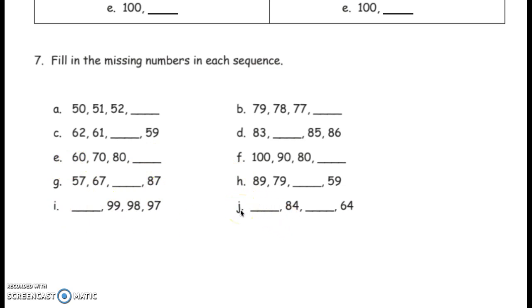Be careful, letter J is going to be tricky because they have 2 missing numbers. For this one, use the strategy that helps you. If you need a 100 chart or a 120 chart to help you, go ahead and use those strategies to help you figure it out without guessing.